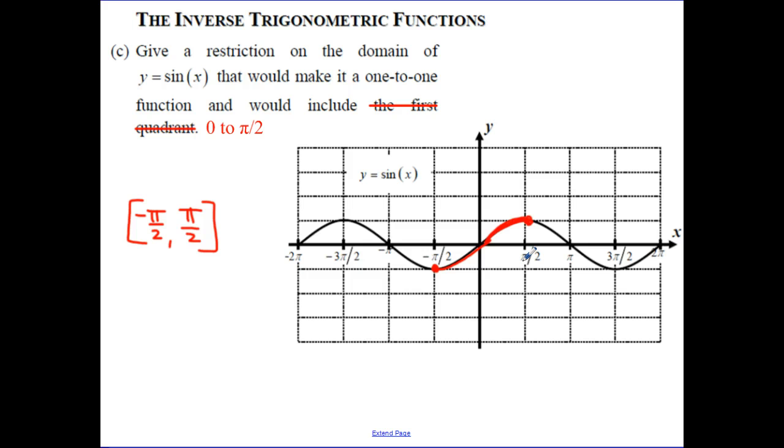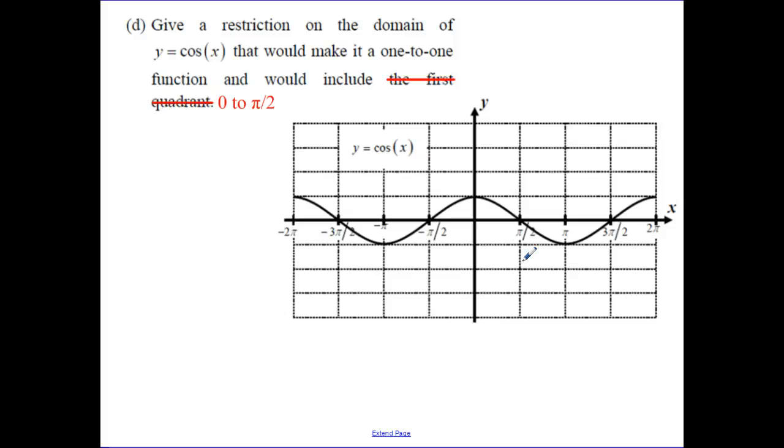Let's consider the cosine graph. Okay, there's your cosine graph. Again, a restriction on the domain. I have to include 0 to pi over 2. But I'm not going to extend in this direction as I did with sine, because that wouldn't be a one-to-one function. Instead, I'm going to extend further until I get to pi and stop right there. That makes a one-to-one function. Any continuing in either direction would prevent it from being one-to-one. Okay, so that restriction is 0 to pi. What I've got in red is from 0 to pi radians.